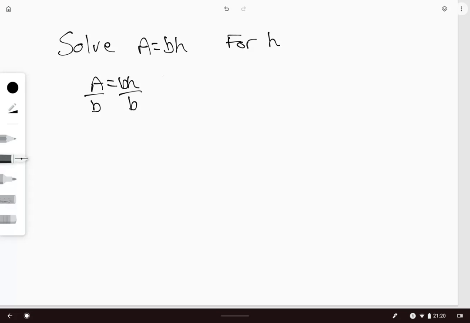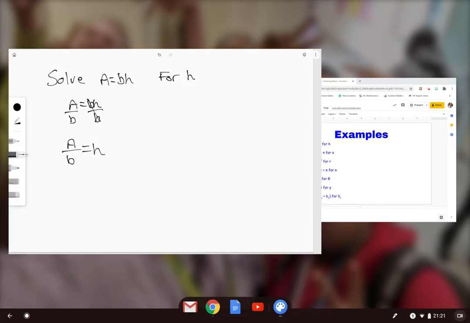And when I do that, those cancel out. So I am left with A over B equals H. Or we would say the height equals the area divided by the base. Okay, so notice how everything is opposite here. Instead of having multiplication, I now have division. Okay, so that's our first example.